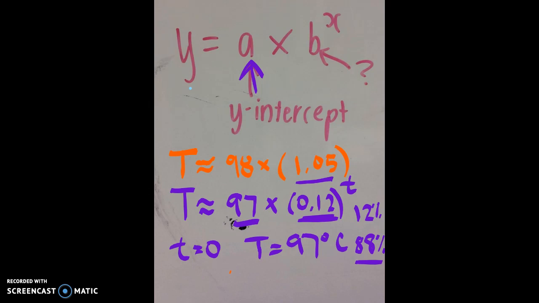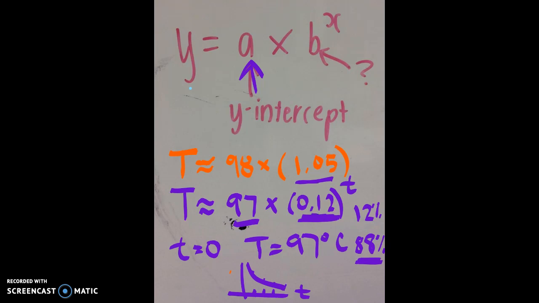So B here represents the change. So when I am graphing, this is a decreasing function because it's smaller than 100. So for every 1 step, or every 1 unit on this axis here, what is happening is this function is decreasing by 88% each time. And that's how I interpret the B here.